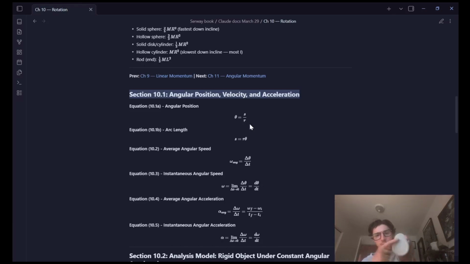Let's say I put a piece of tape or a marker right here and call this theta equals 0. I can rotate this theta. So it used to be here, now it's here. Maybe that's like 30 degrees, maybe 45 degrees. That is the theta, you put that here. R is the radius, and S is the arc length.